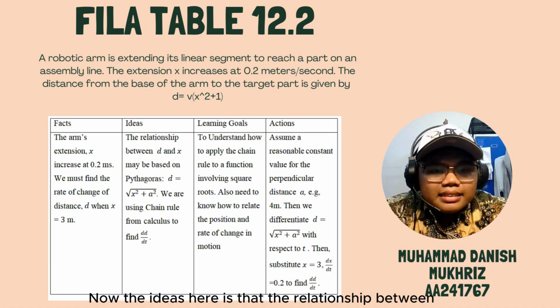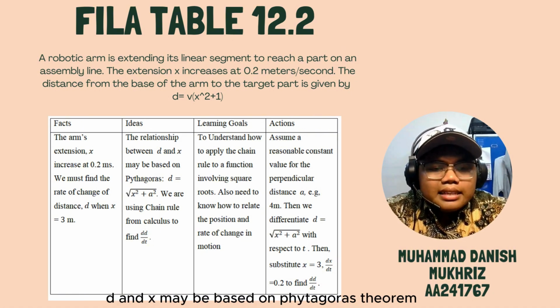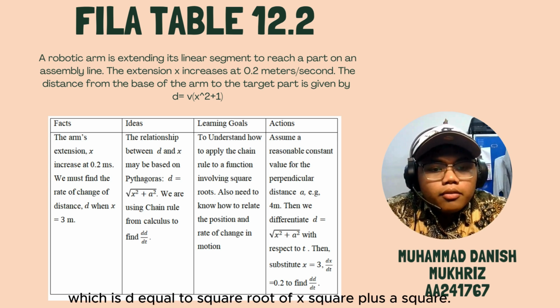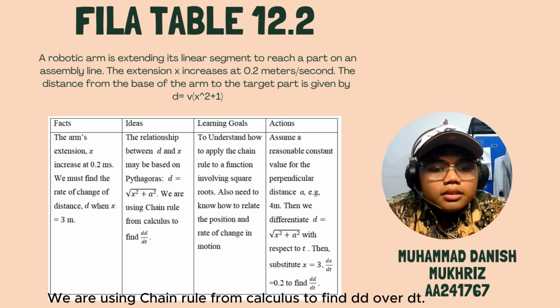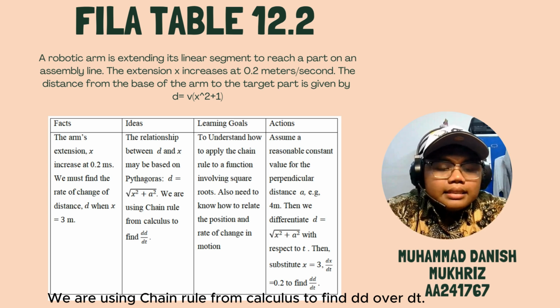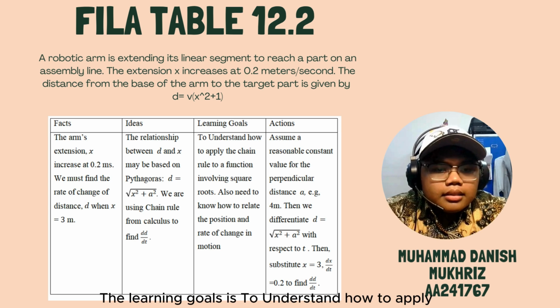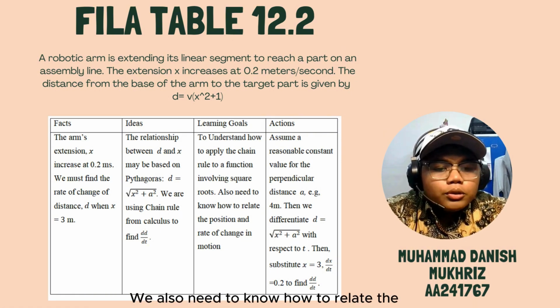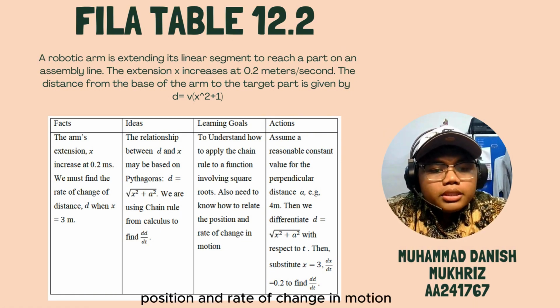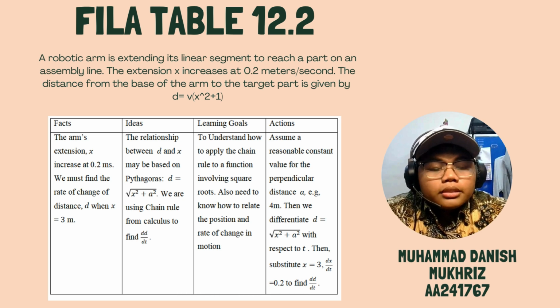The relationship between d and x may be based on Pythagoras' theorem, which is d equals the square root of x squared plus a squared. We are using the chain rule from calculus to find dd over dt. The learning goals are to understand how to apply the chain rule to a function involving square roots. We also need to know how to relate the position and the rate of change in motion.